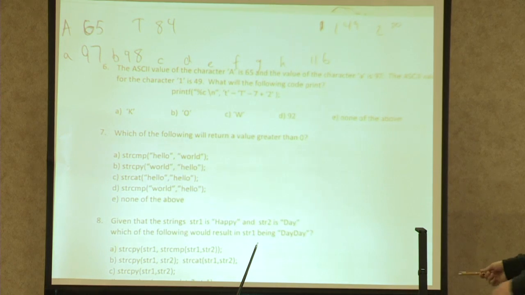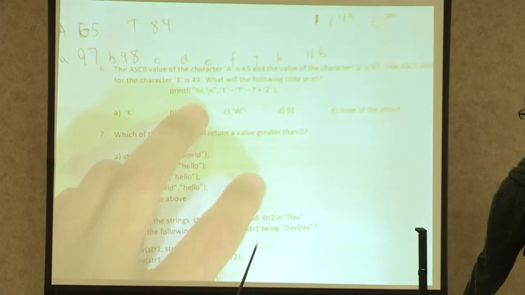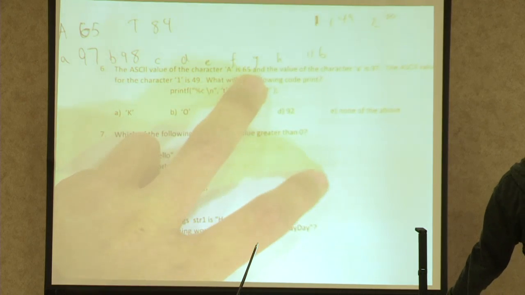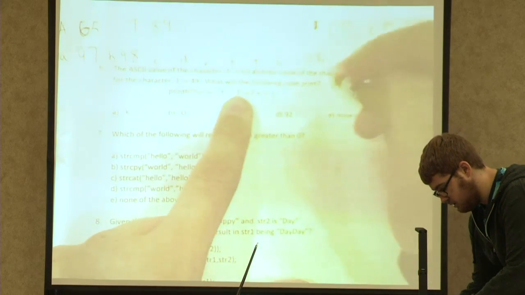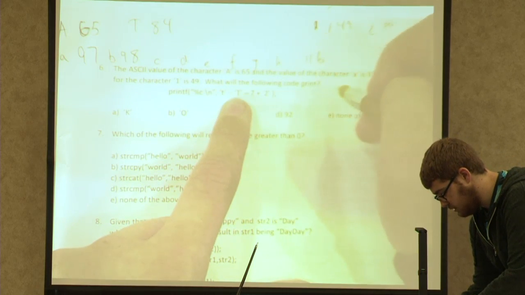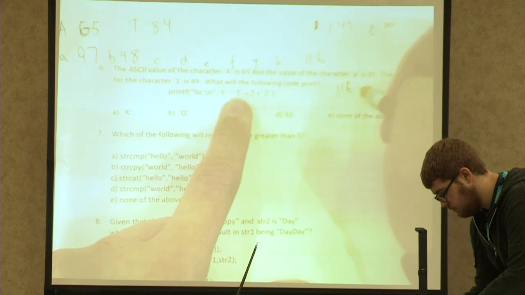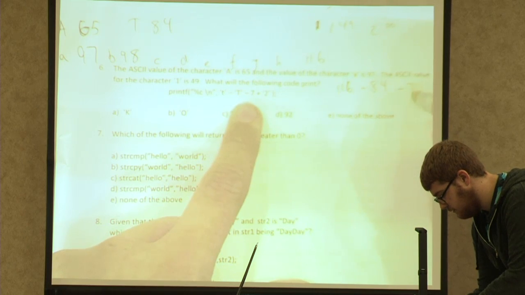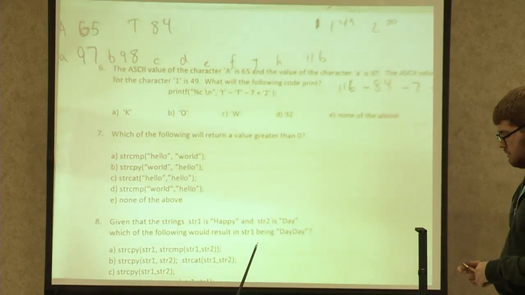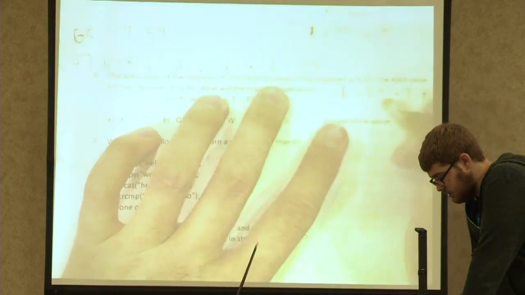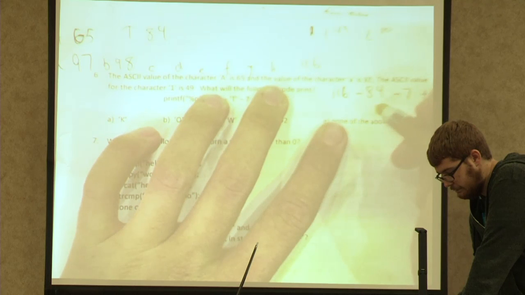So for 2, she tells you character 1 is 49, so 2 would be one up, which is 50. So then in this expression, lowercase t is 116. It's 116 minus 84 minus 7 plus 50. So then it would be 116 minus 84. What would that be?